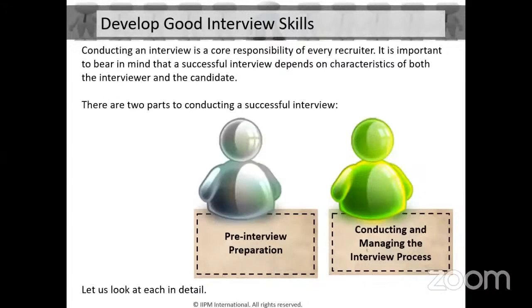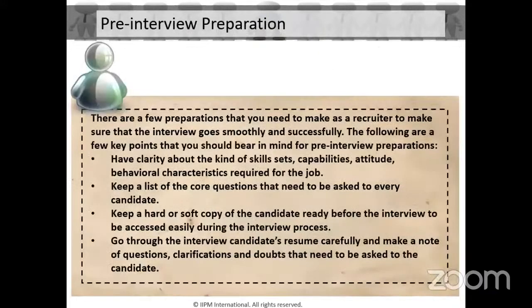Now, conducting an interview is a core responsibility of every recruiter. It is important to bear in mind that a successful interview depends on characteristics of both the interviewer and the candidate. So there are 2 parts to conducting a successful interview. The first part is the pre-interview preparation. The second part is conducting and managing the interview process. We're going to be looking at the two parts involved in conducting a successful interview. Let's look at each of them in detail.